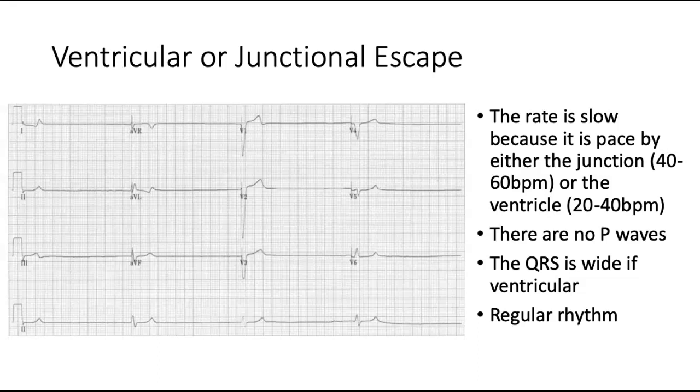Remember, if you go back to think about the pacemaker cells of the heart, the SA node paces between 60 and 100. The AV node is pacing between 40 and 60, and that's the junction. And then the ventricle is pacing even slower, between 20 and 40 beats per minute.